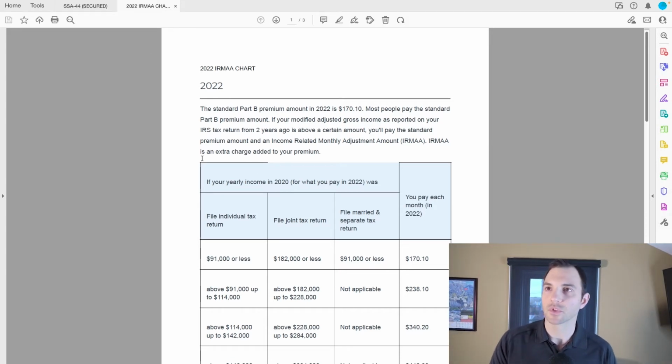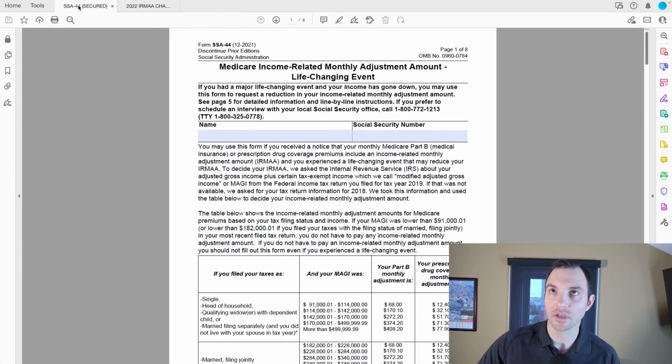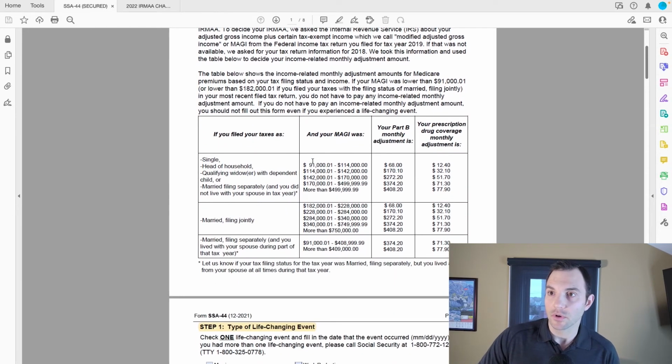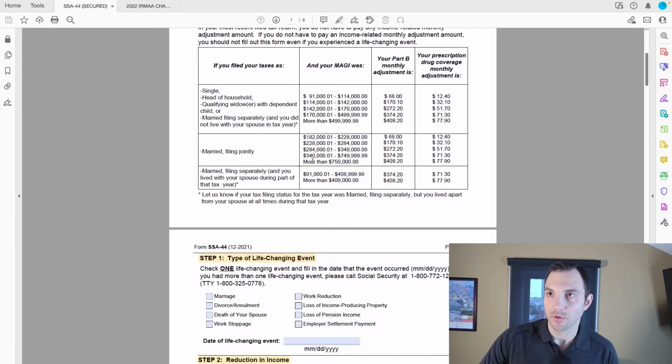All right. So thanks for having me. I'm here to talk about the appeal for the income related monthly adjustment amount. So there is a standard appeal form, which is available on ssa.gov. Okay. Now this form, it's pretty simple actually to fill out.